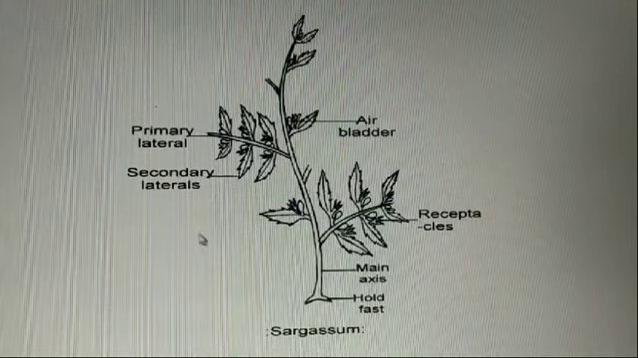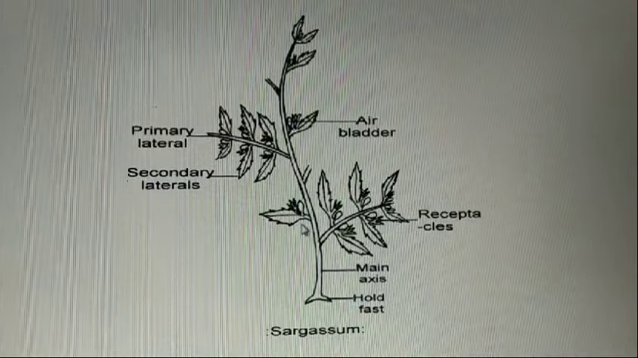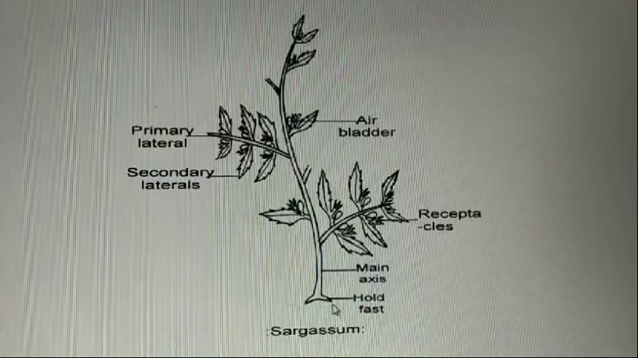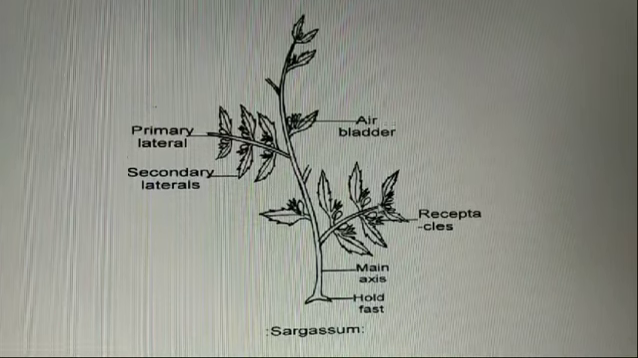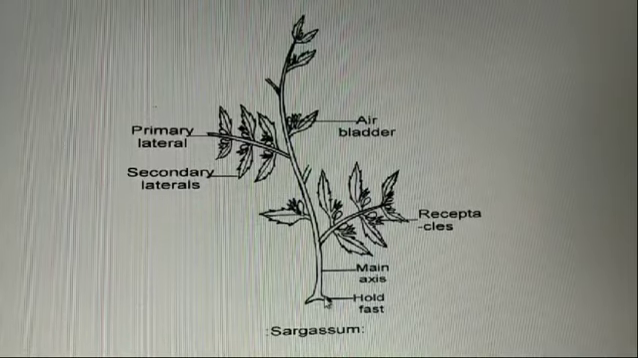Now, external structure of thallus. In Sargassum, the plant body is brown in color. It is sporophytic. It contains three different parts like holdfast, main axis, and lateral branches. The holdfast is basal and discoid in shape. It attaches the plant to the substratum.